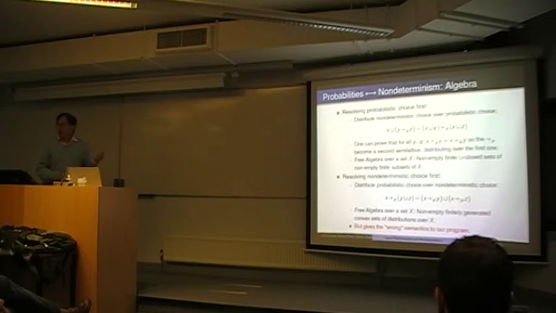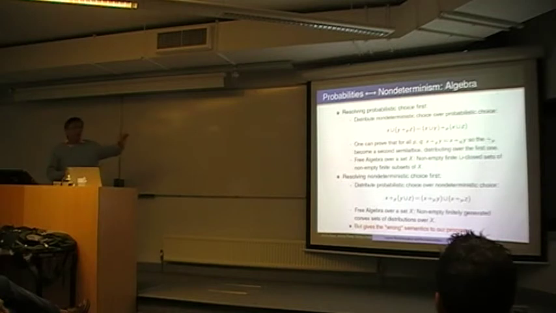We wanted to get the non-determinism coming in first. So suppose we start off with probability first and then non-determinism. It's natural to distribute that over that. And then the algebra is beautiful. Over a set, it's just non-empty convex sets of distributions over x. So I was very happy when things like that began to appear.